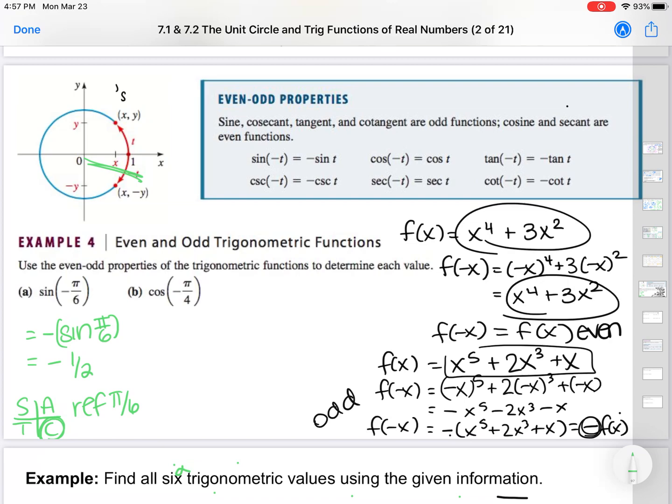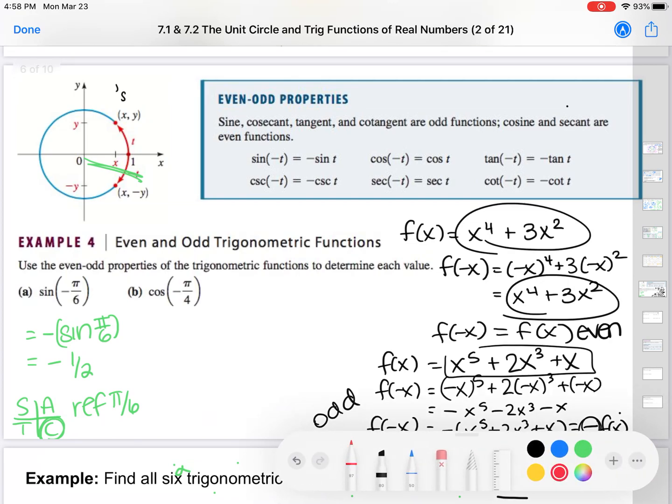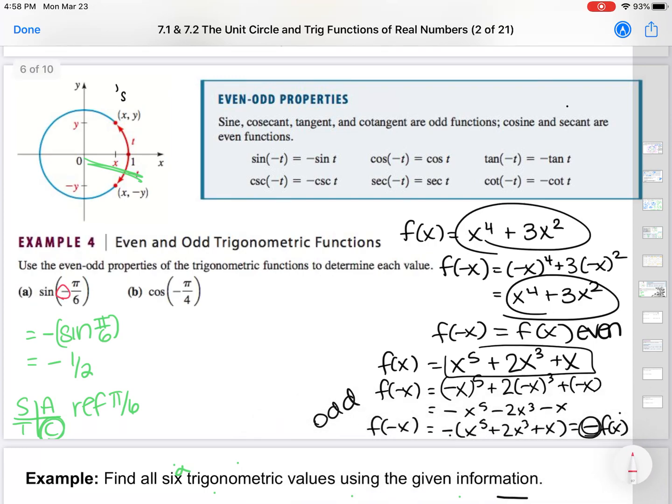Well, look at it this way, right? I took sine of a negative, and it's the same as taking that negative and putting it out front. That makes sine an odd function.